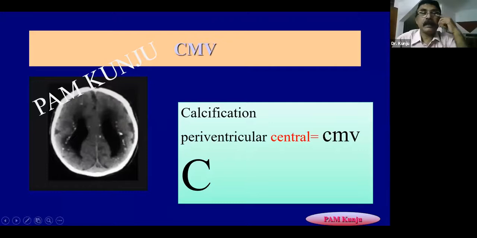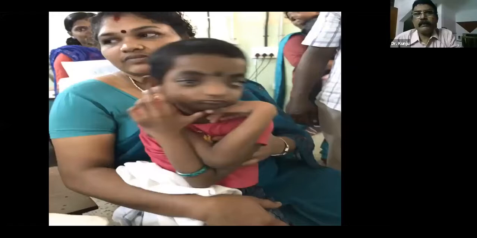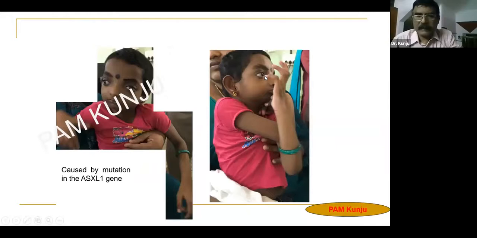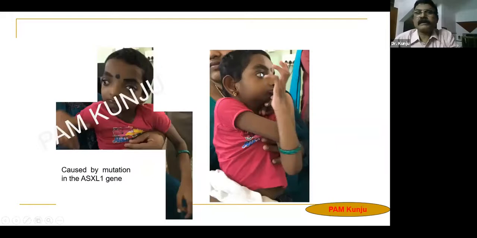Many times I also find it very difficult to identify a syndrome. So I have put it like that: you can also Google, because almost always the parents and patients will be Googling, and they'll be coming with a Google diagnosis. So you can also Google. And this child, you see, came to the casualty, to our pediatric neurology OP, and I saw this patient and examined and found certain findings. So these were the findings that I found. I found that microcephaly is there. Then proptosis, you can see that proptosis is there, in both eyes.